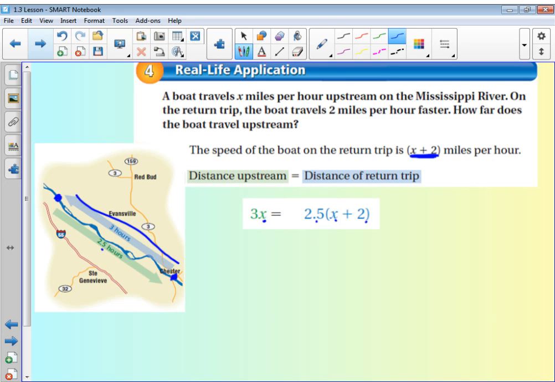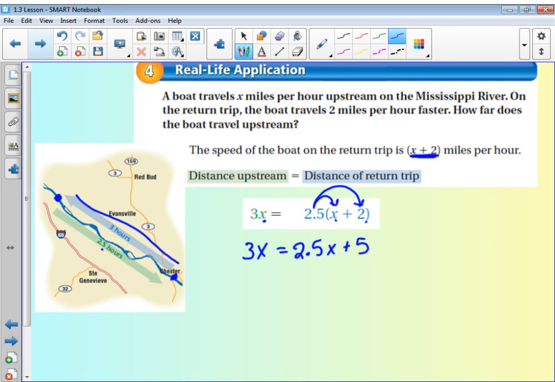Okay, so now looking at this based on what we've done, our first step is going to be to distribute. We want to simplify as much as we can. So here I get 2.5x, and then 2.5 times 2 is 5, so plus 5. And over on this side, I still have 3x. So 3 hours times our speed. And then I did the 2.5 hours times our speed, but we increased it by 2 miles per hour. That's why there's this plus 2.